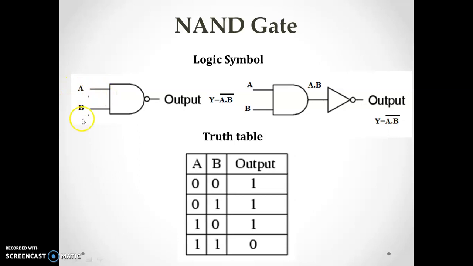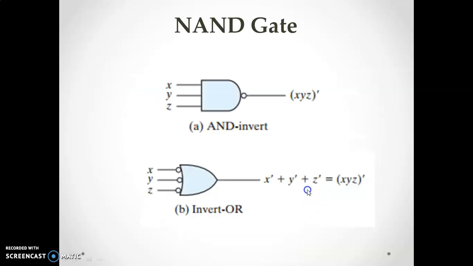So it has two inputs A and B and one output Y. Y is equal to A dot B the whole bar. So the output is low when both the inputs are high. Even if any one input or both the inputs are low, output will be high.